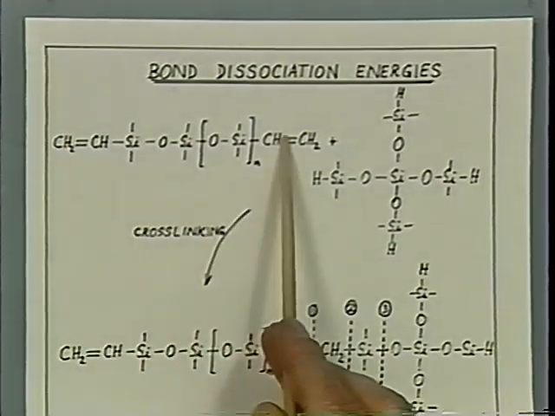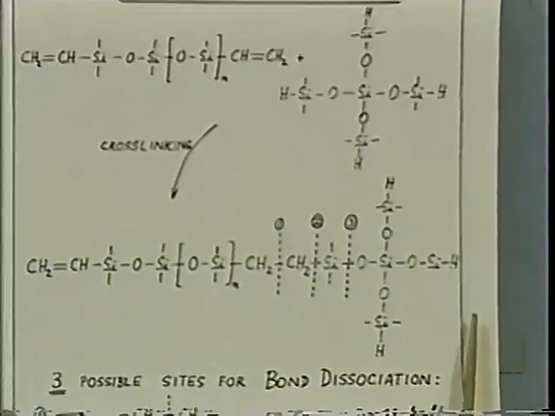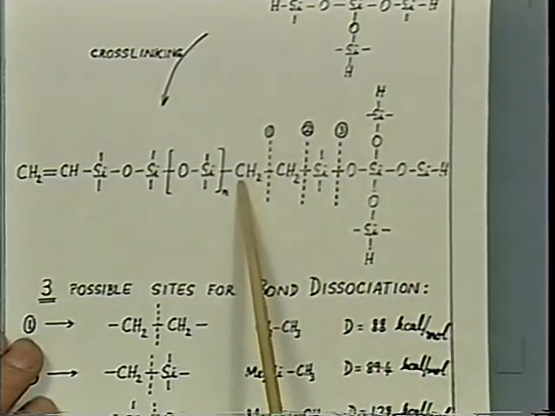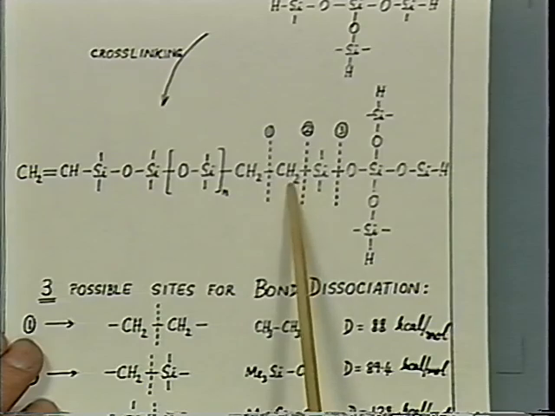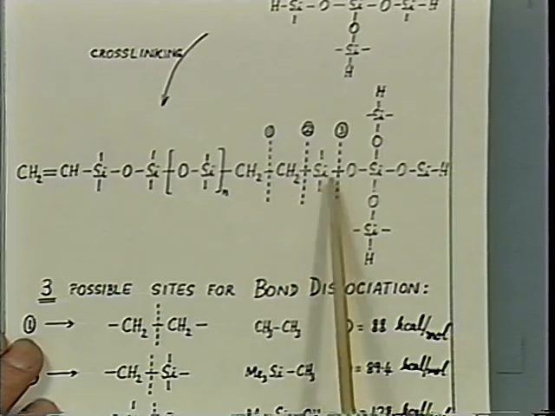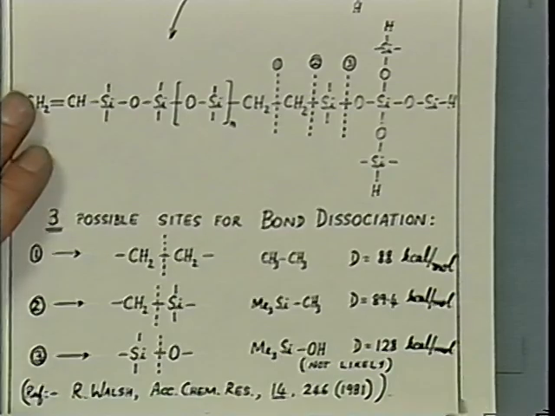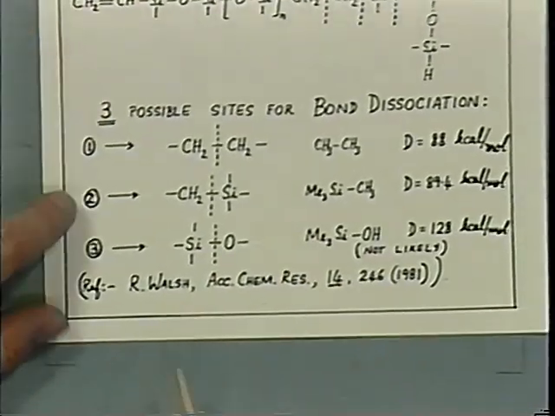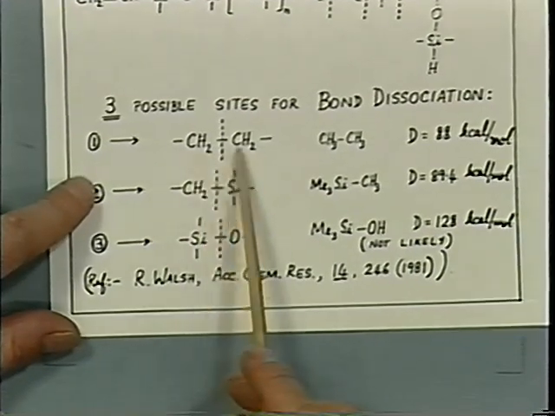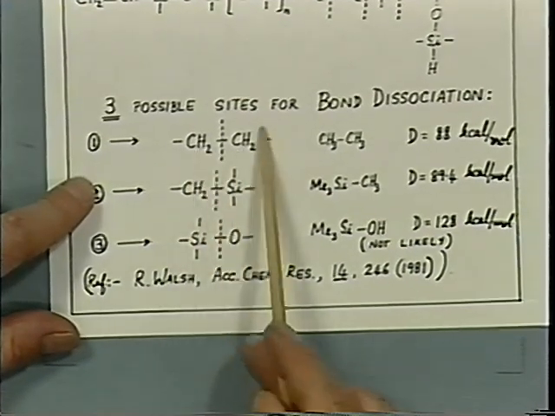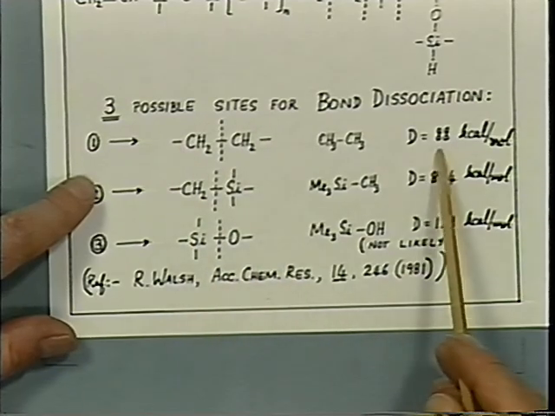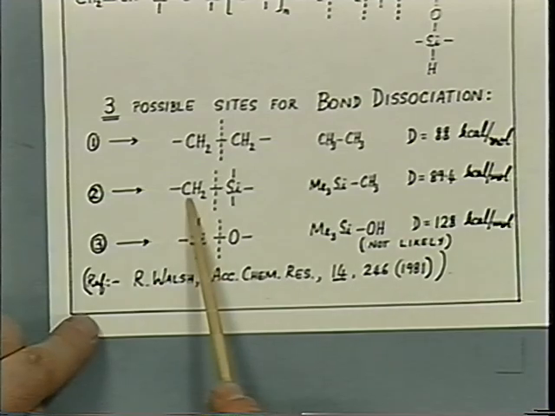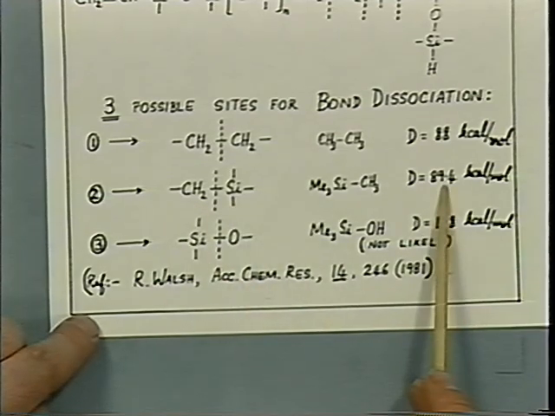This is the linear chain. This is the four-functional crosslinker. Now, after crosslinking, we would have a setup, something like this. We have CH2 chains and a connection between C and Si and Si and O. Now, the bond energies have been reported by Walsh. Between the C atoms here in a polyethylene type chain, it's 88 kilocalories per mole. And between the C and the Si, about the same amount of energy.